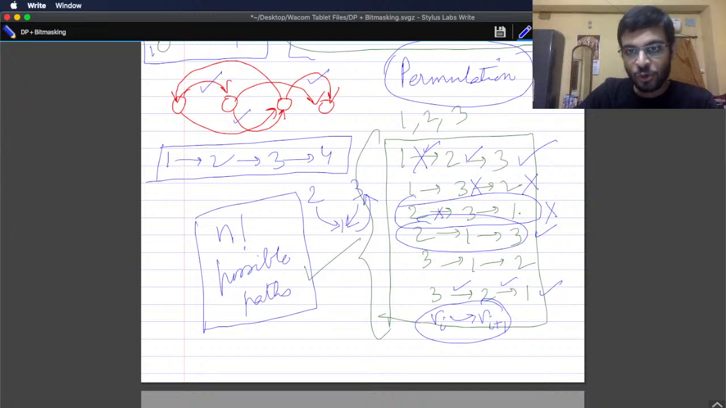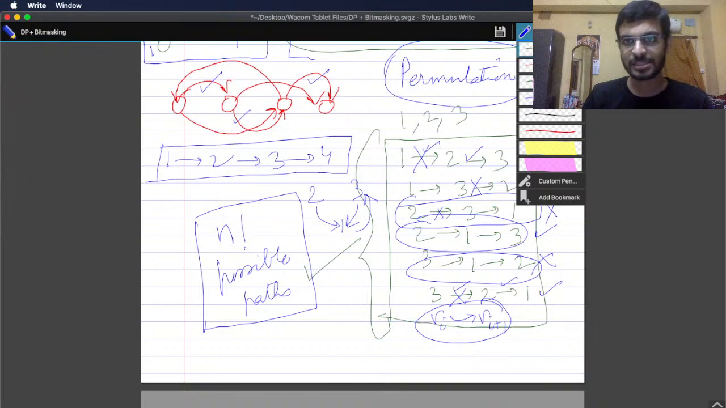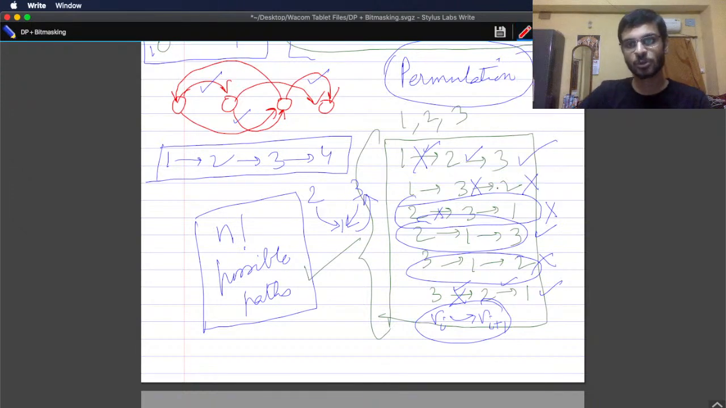Good. 2 to 3 to 1, again 2 to 3 is not possible, so we cannot have this. 3 to 1 to 2, 3 to 1 is possible, but 1 to 2 is not possible, so I cannot have this. 3 to 2 to 1, 3 to 2 is not possible, so I cannot have this. In this manner, I can cancel out all the permutations which are not valid for me. Does this make sense? So I can say this is the only permutation that is valid because both these edges are valid. Make sense?